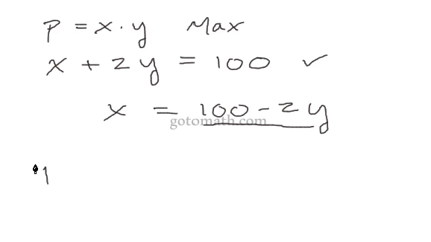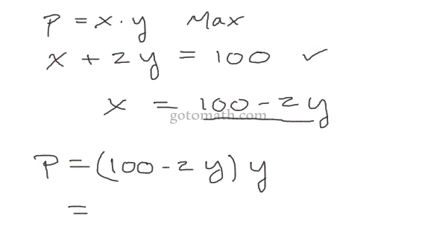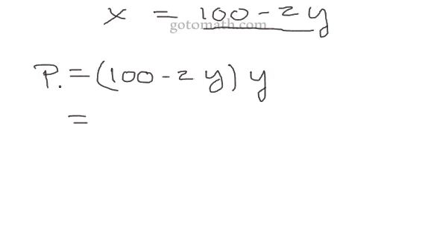So we're going to end up having P is equal to 100 minus 2y, and then that's multiplied by the y. Okay, so there we go. Now we've got everything in terms of one variable on the right hand side, and what we're going to want to do now is take the derivative. But before I actually do that, I'm going to go ahead and distribute this y across.